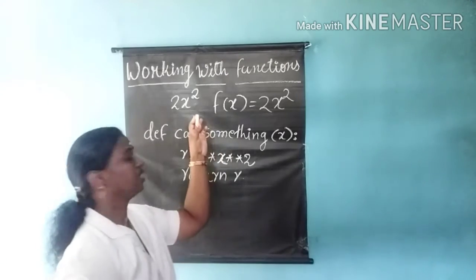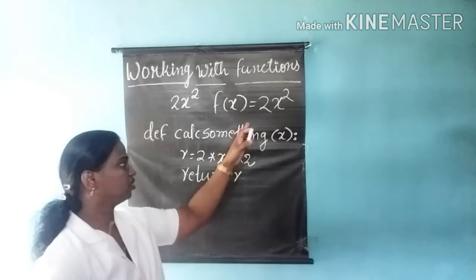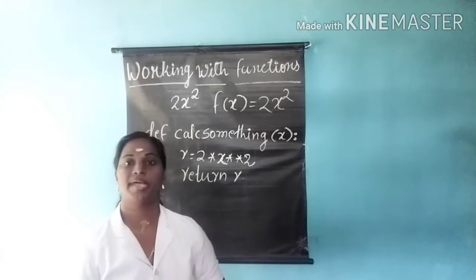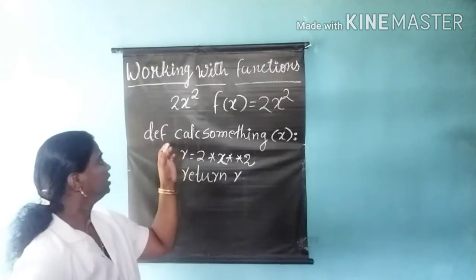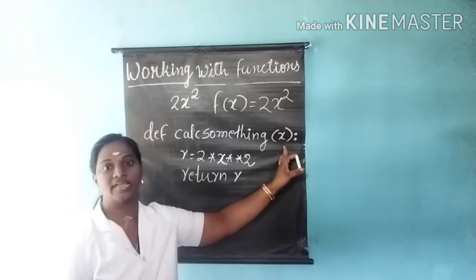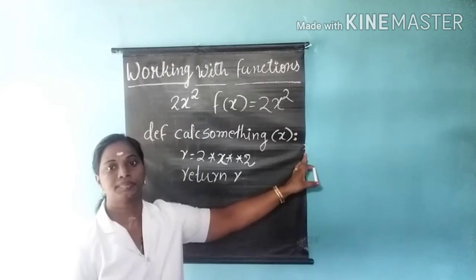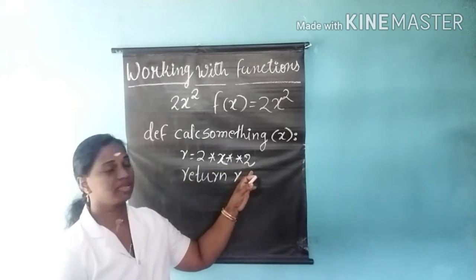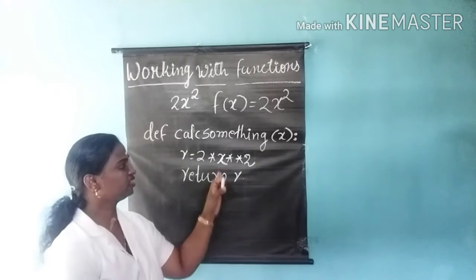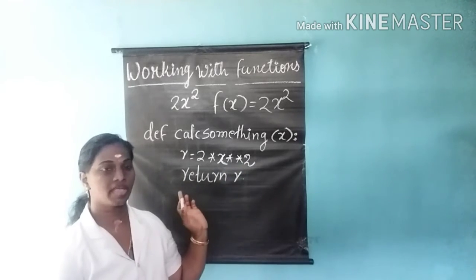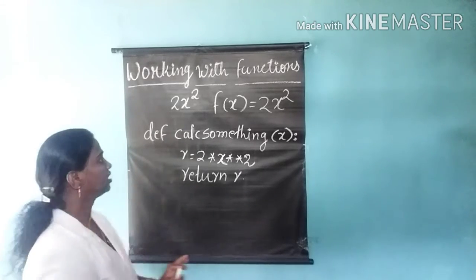Clear? So listen, here 2x square, then f of x equal to 2x square. This is the code for a function in Python. How do we define or write a function in Python? See children: def calc something of x, then colon. Then r is equal to 2 into x into x. To find the square, you can put 2 star marks, or x into x. Then return r.